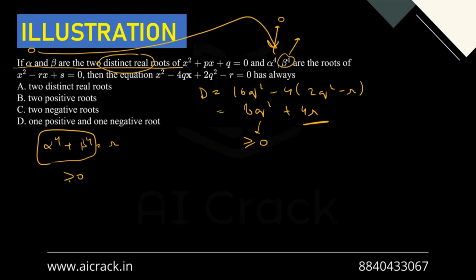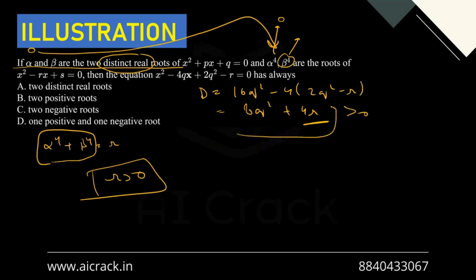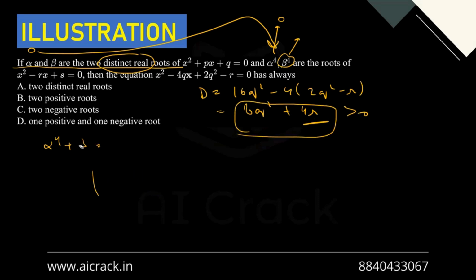So considering that, 8q² + 4r will always be positive, right? Because of 4r, this term would always be positive. And when this is happening, you can say that option A is correct: two distinct real roots, right?